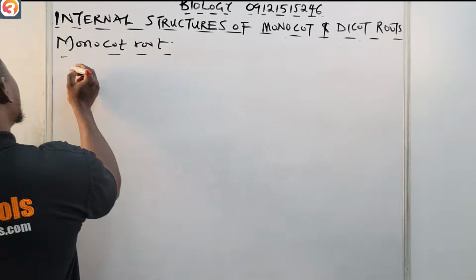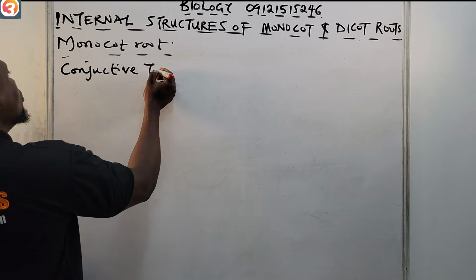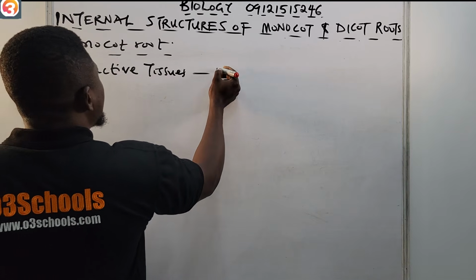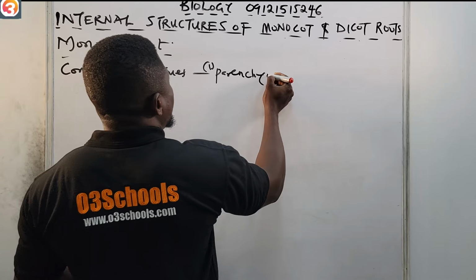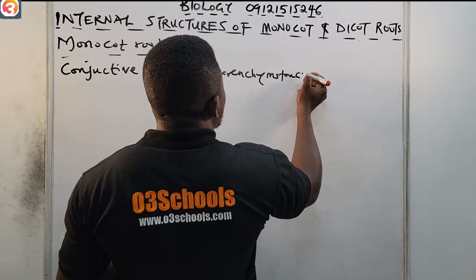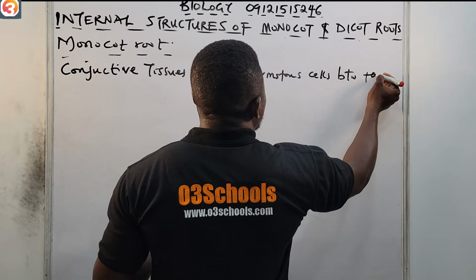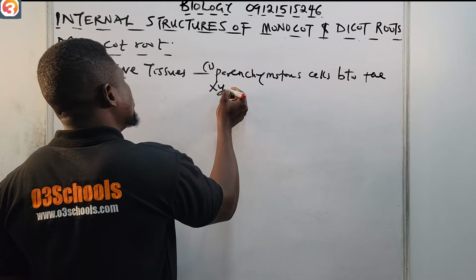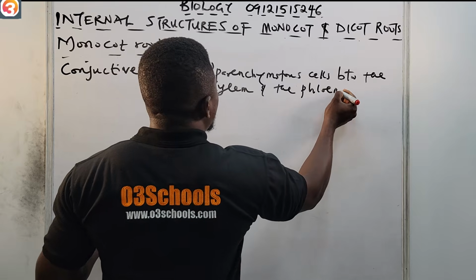So, conjunctive tissues. Number one, parenchymatous cells that lie between the xylem and the phloem. All right, so take note of that.